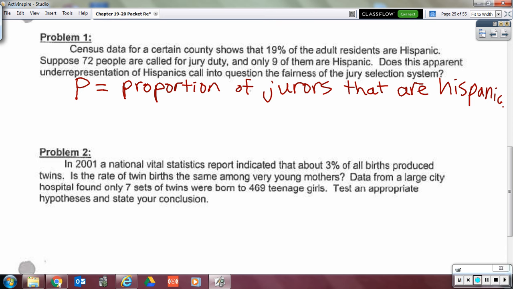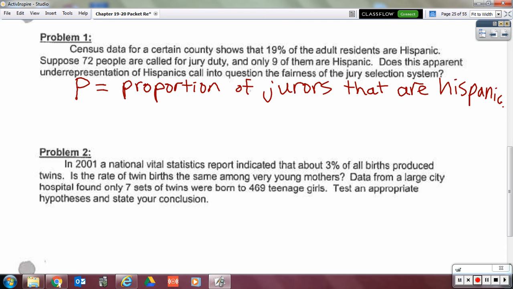Okay? So pretend like you go into law, and you are going to be defending a Hispanic client. Well, you don't want to have no Hispanics on the jury committee. You would like to have a lot of Hispanics because of perhaps racial issues and stuff. So you want to make sure that if there's 19% Hispanics in the community, you have at least 19% on your jury committee. So as a lawyer, you're going to try and fight for that and say, hey, I need at least 19% Hispanics on my jury. All right.